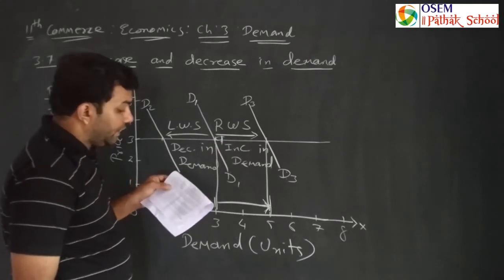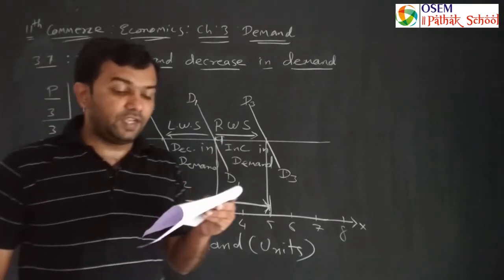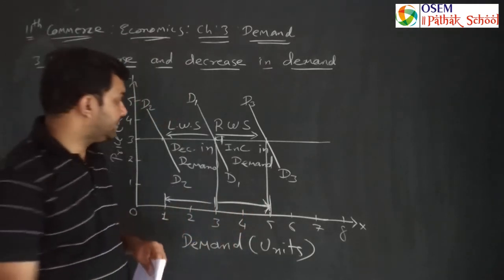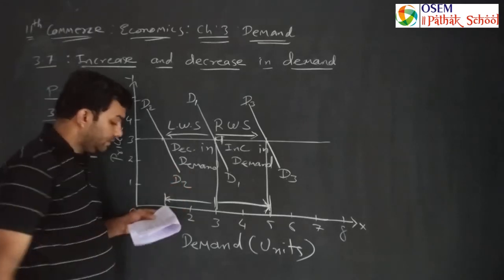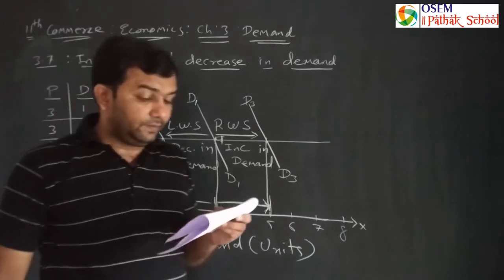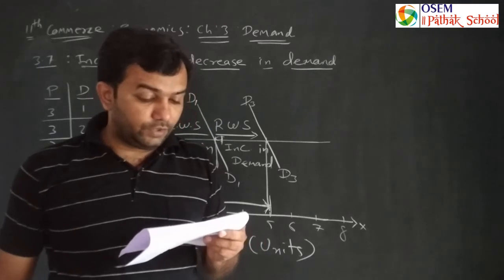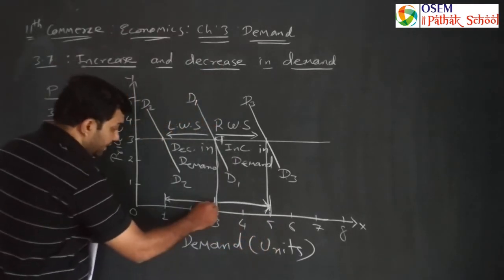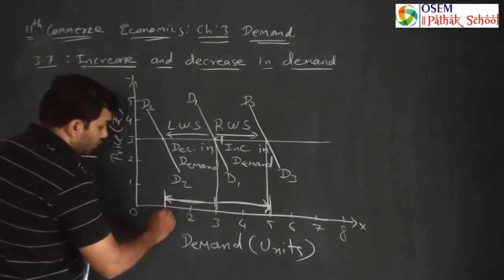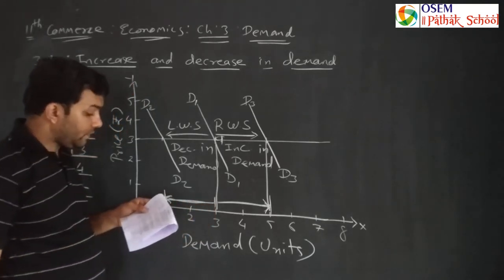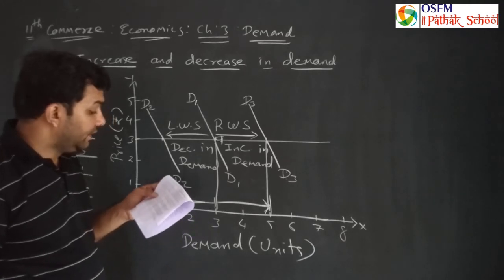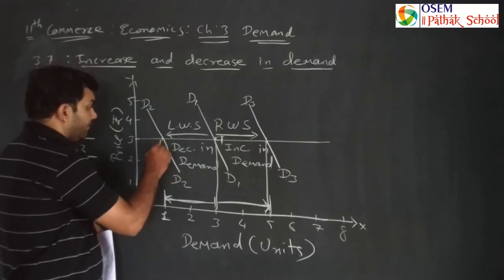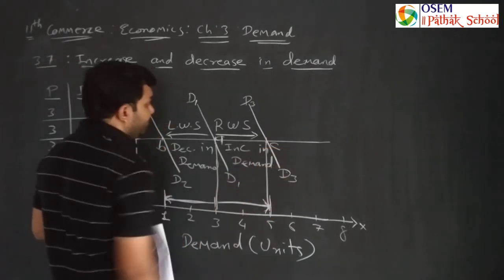And in the second paragraph, from the initial point A on D1, if one or some other factor changes against the demand, then the demand curve shifts to the left, that is the D2 demand curve, and the demand decreases from 3 to 1 unit. Demand is decreasing from 3 to 1 units. As we can see in the graph, this is depicted at point B. Here is point B, here is point C.